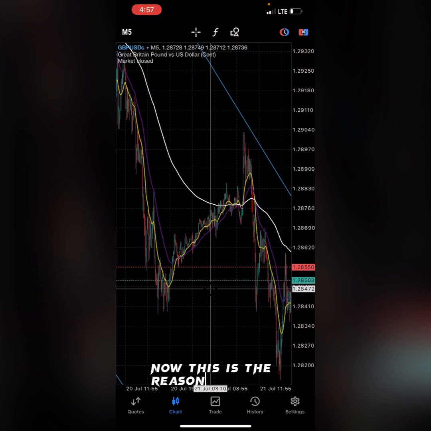Now, this is the reason why we have the 20 and the 50. The 20 and the 50 signify maybe it's an uptrend or a downtrend, because the 20 and 50 are faster. It tells us whether it's in a downtrend or uptrend faster. Now, whenever the yellow one is above the 50, yellow one is 20. Whenever the 20 is above the 50, we know it's an uptrend. Whenever the 50 is above the yellow one, we know it's a downtrend.